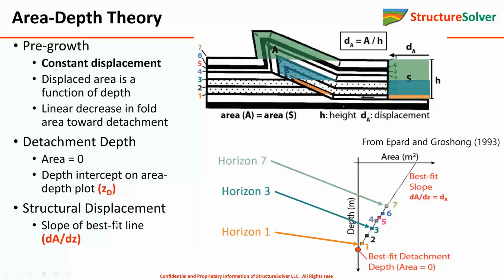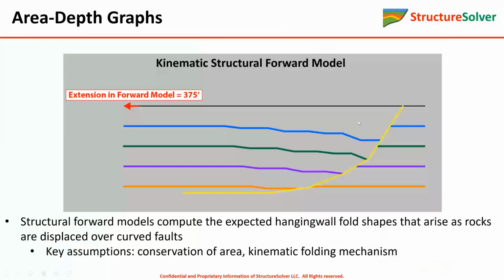And if we do a linear best fit, we get 2 things. One, we get the detachment depth, or the predicted depth where those fold areas go to 0, which gives us the depth of the detachment right there, at the intercept with the depth axis. And then the slope of the line is essentially this equation. So the change in fold area over the change in depth gives us the displacement. So that's the linear fit right there. And because this is an area balanced forward model, it's a perfect line for all of those fold areas, and we get a nice estimate of the detachment depth.